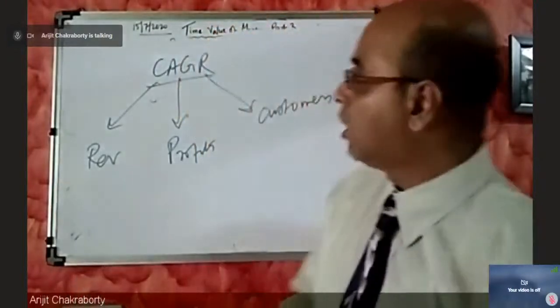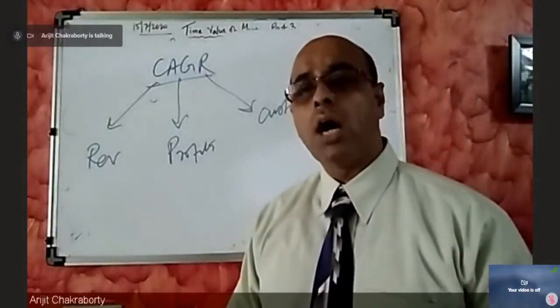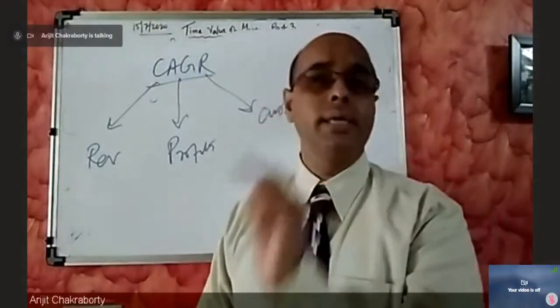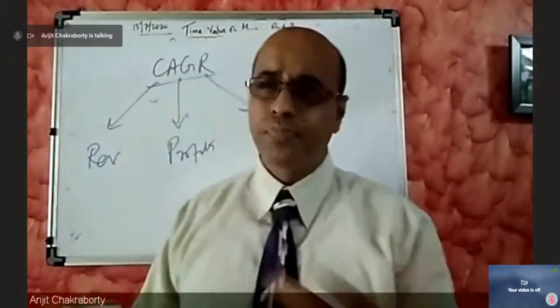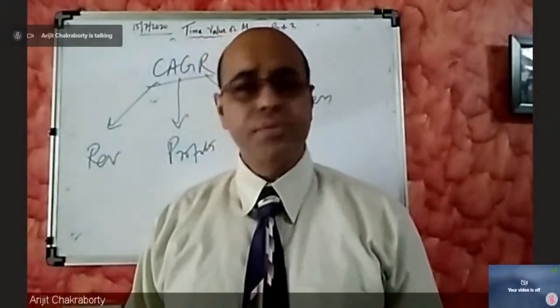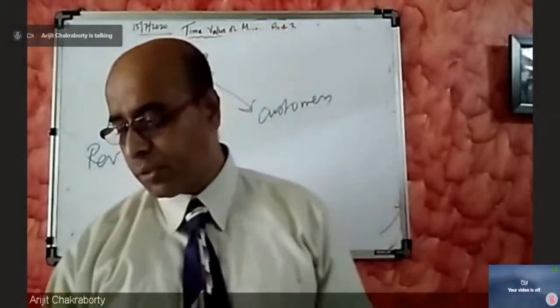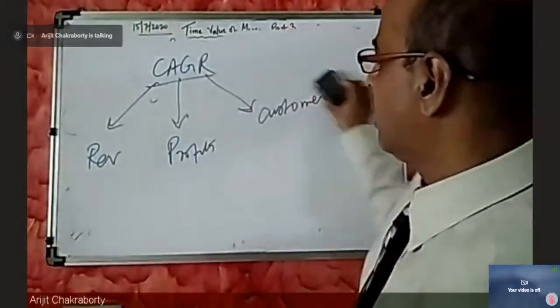For example, how many subscribers you have increased, how many hits, how many likes, what is the growth in the number of likes of a new movie, for example. So this is compounded annual growth rate. The formula is very simple. We'll take an example. You will understand the formula.